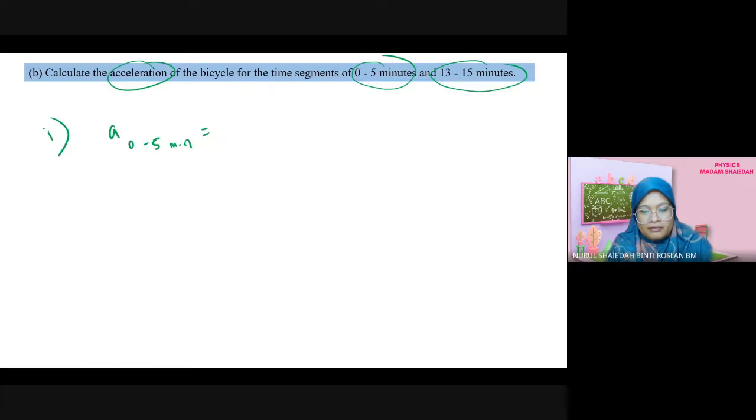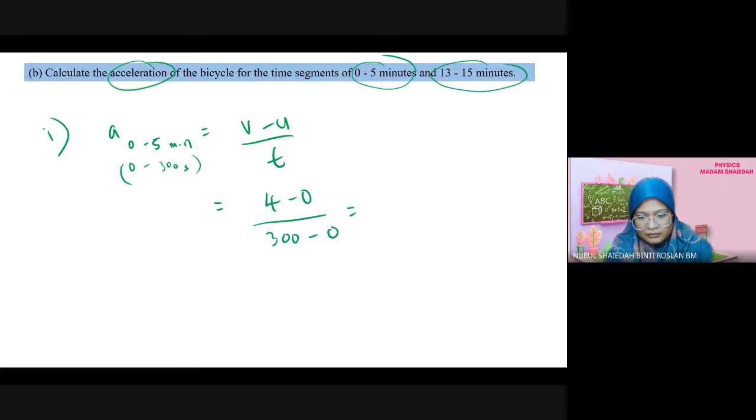Okay, so to find the acceleration, we can use the formula V minus U over T. If you look back at your graph, the velocity at 5 minutes or 300 seconds is 4. So 4 minus 0 divided by 300 minus 0. So I will get my answer, 0.0133 m s^-2. So this is my answer for 0 to 5 minutes.